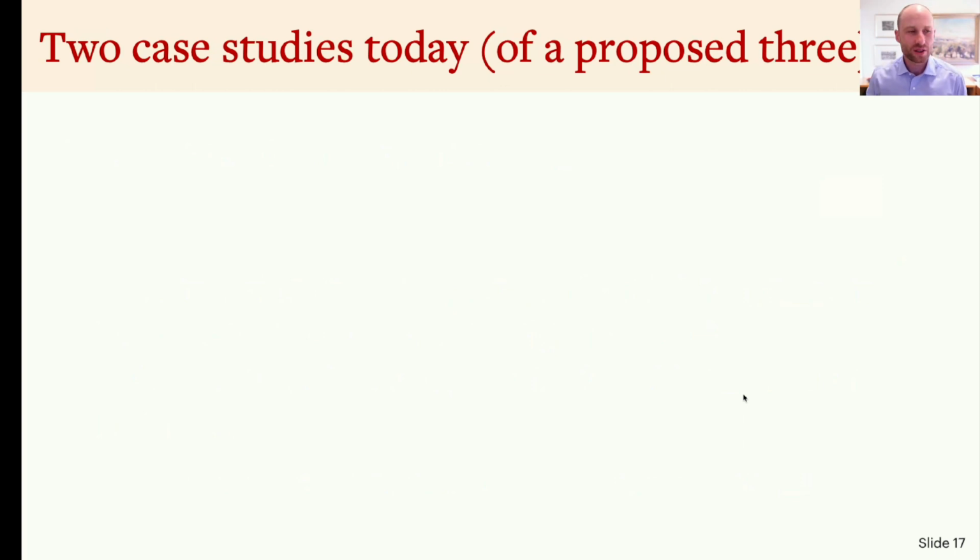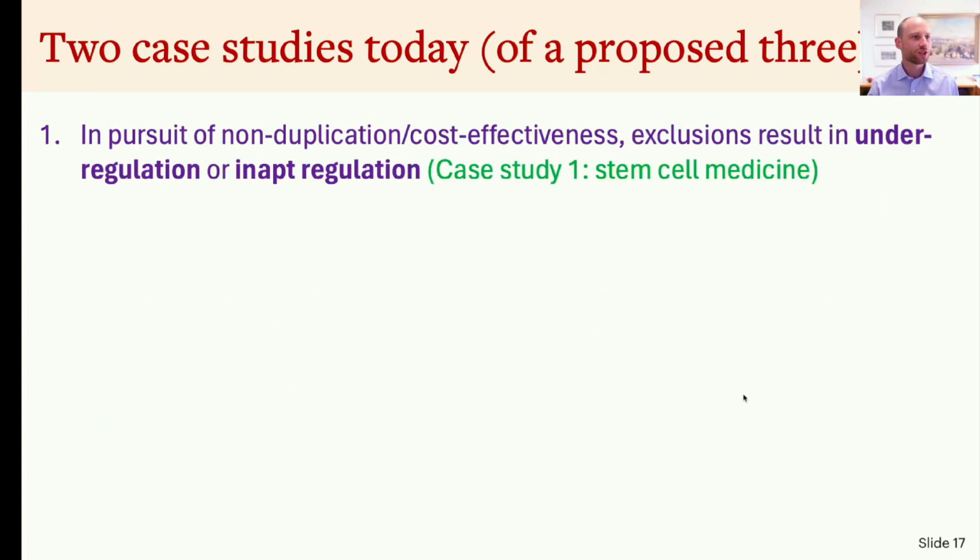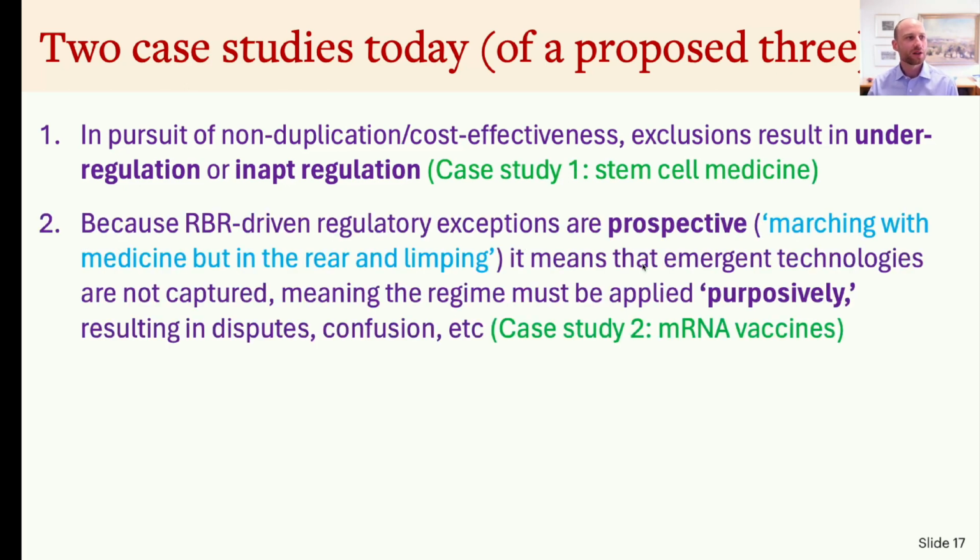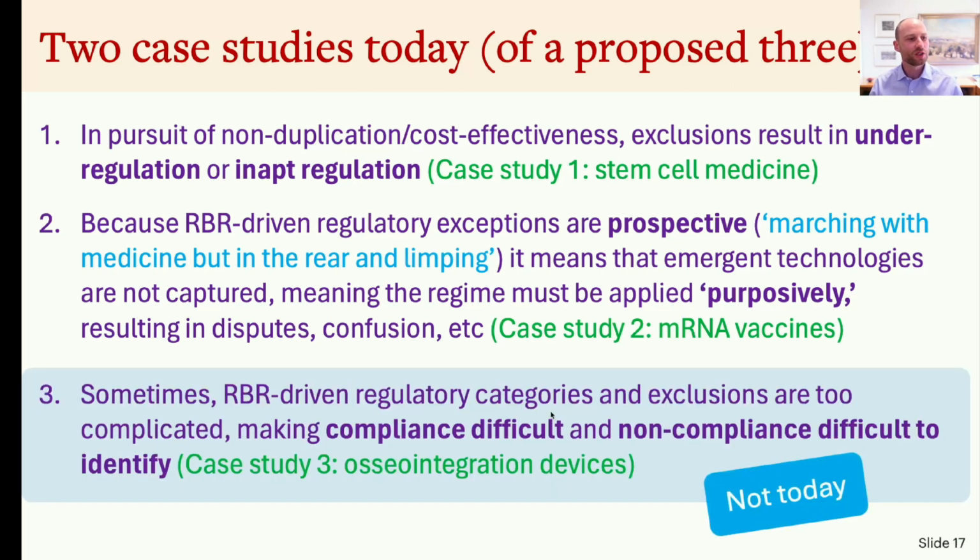So today I'm going to be talking about 2 case studies in relation to risk-based regulation. The first is based on stem cell medicine, and the ultimate learning is that in pursuit of non-duplication and cost-effectiveness, exclusions result in under-regulation or sometimes inapt regulation. The second is about mRNA vaccines, and the lesson here is that because risk-based regulation driven regulatory exceptions are prospective, i.e. they are written before they apply, this means that emergent technologies are not often captured, and the regimes must be applied, therefore, purposively, and this can result in disputes and confusions. I'm not going to be talking about osseointegration devices today in the interest of time.